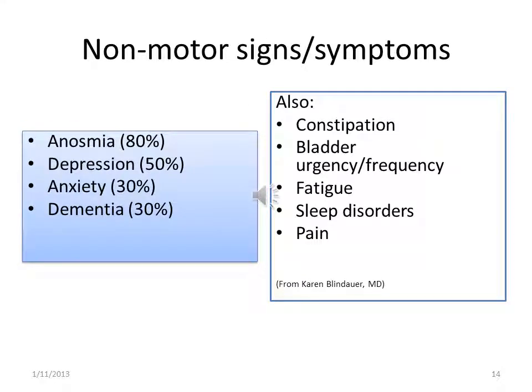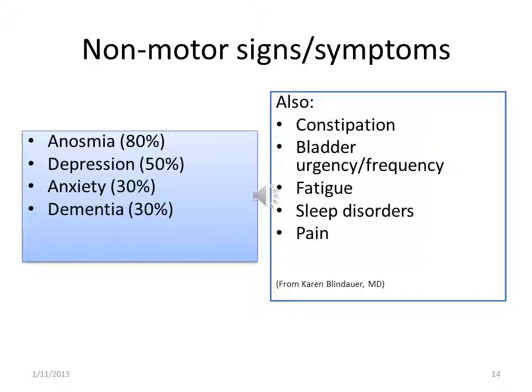Although Parkinson's disease is usually thought of as a motor disorder, there are non-motor signs and symptoms that accompany it, and these are listed here. Those on the left side of the screen are the most common. Notice that anosmia, or loss of sense of smell, is present in a vast majority of people with Parkinson's. Depression, anxiety, and dementia are also common.